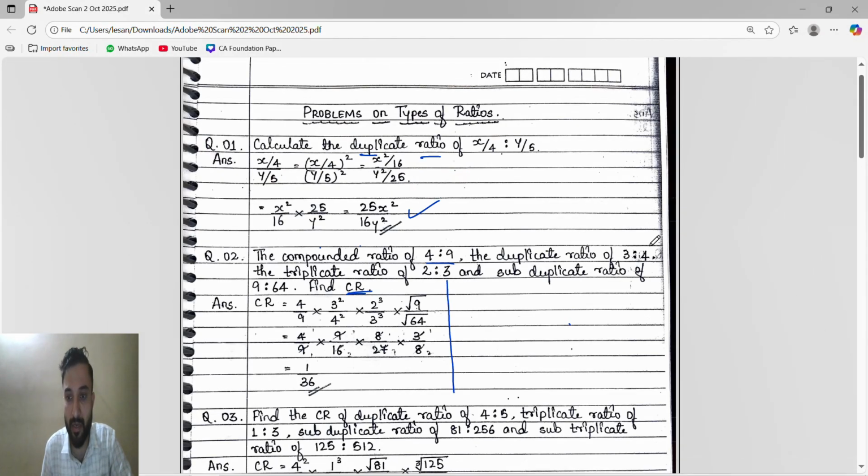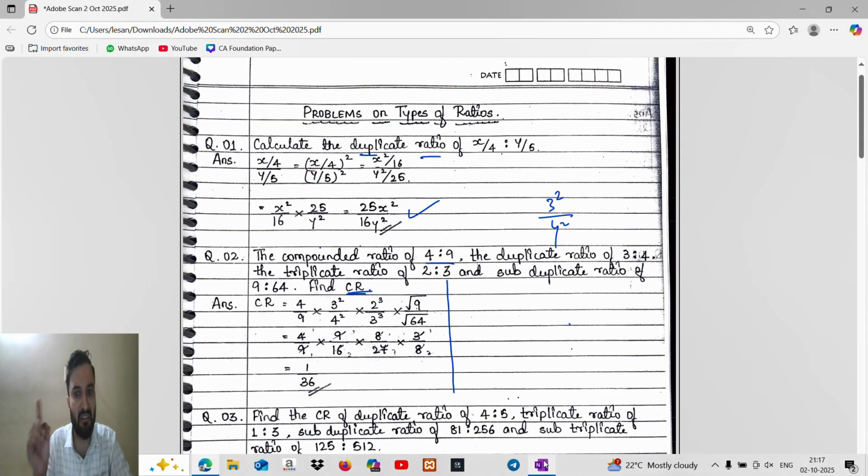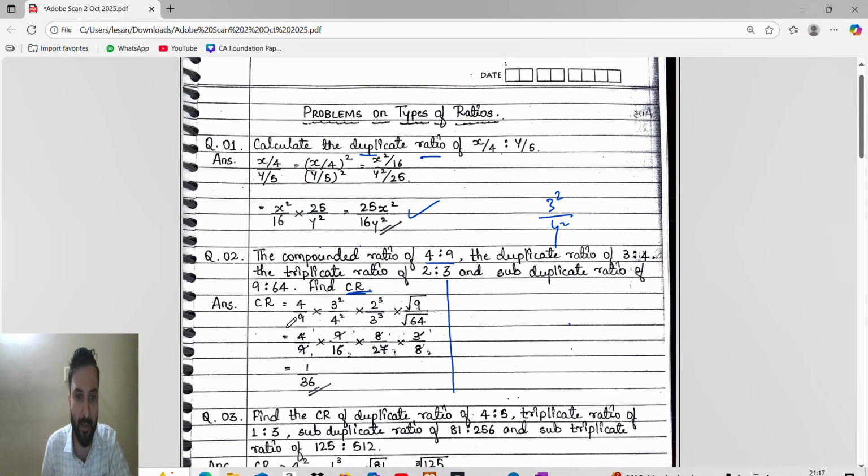Next they say duplicate ratio of 3:4. We know duplicate ratio means what will happen? Yes, square. So duplicate ratio of 3/4: 3 square is 9, 4 square is 16. So it will become 9/16. That's it. We will write directly in the final. We will not write any other steps, to save the time.